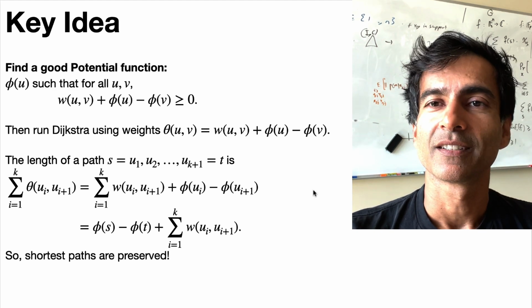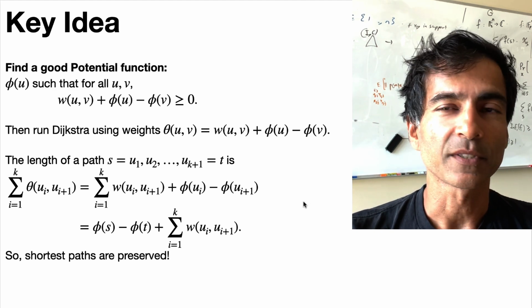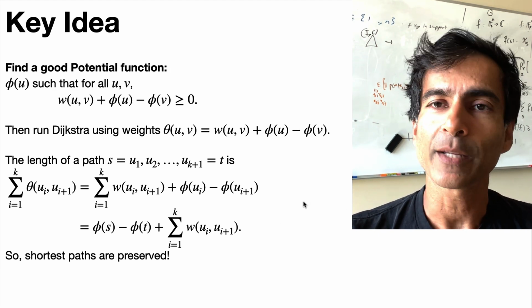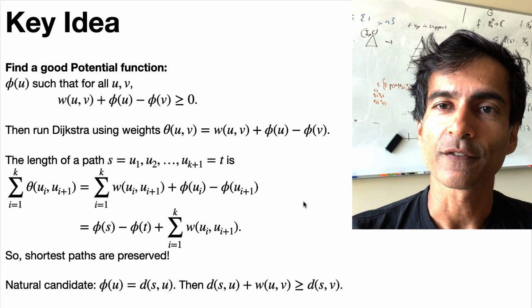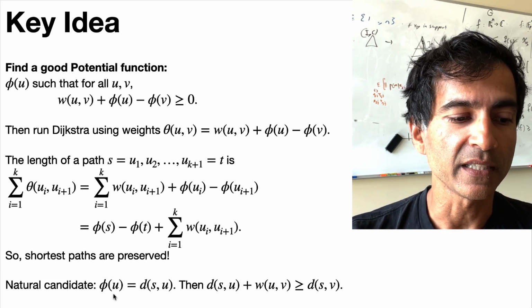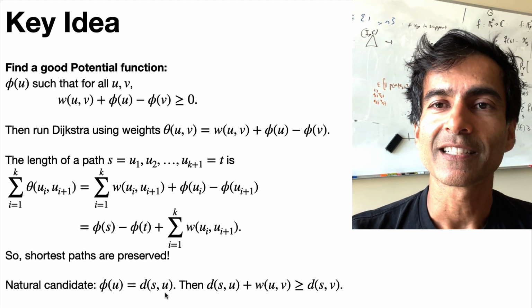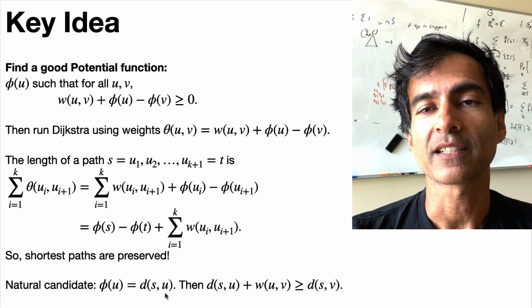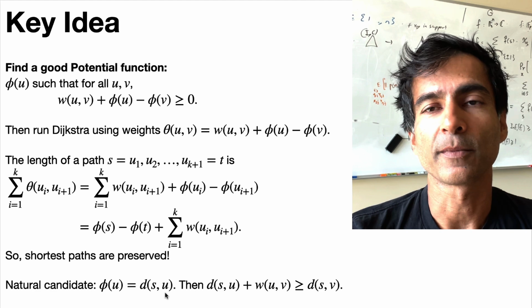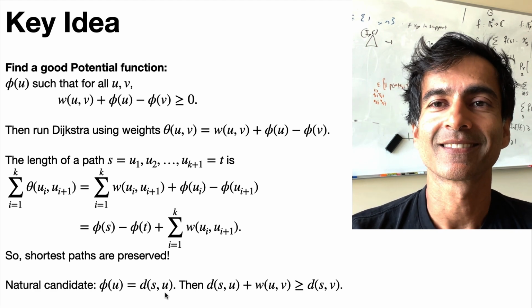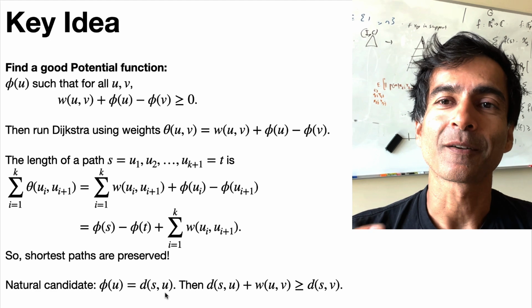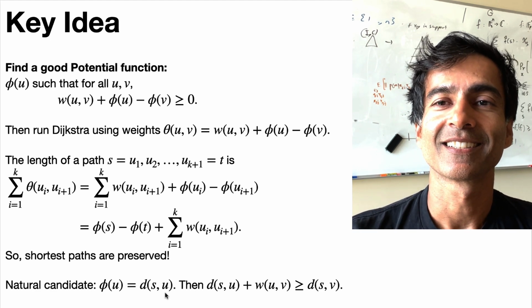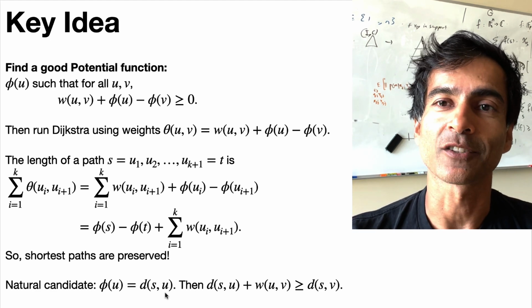Okay, so that's a really nice observation. And where can we find such phi? Well, there's one very natural way to find phi, which is to set phi of u to be the distance from S to U, the shortest path distance from S to U for some arbitrary vertex S. That would work, except for the fact that we don't know how to compute shortest path distances. That's the problem we're trying to solve in the first place.